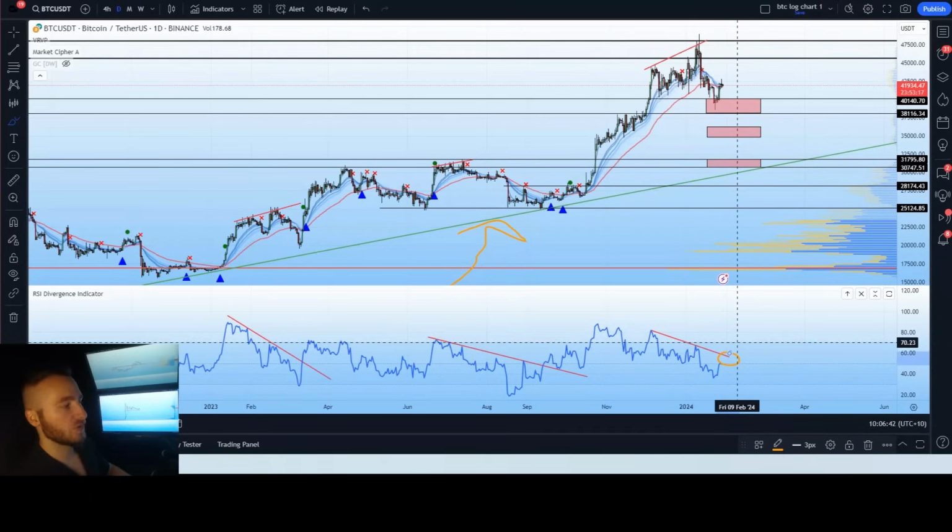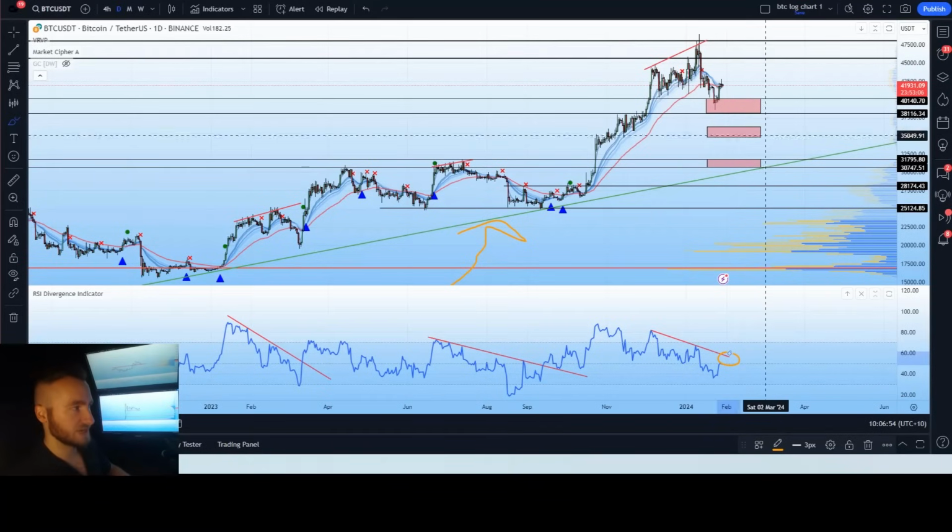I am waiting for this breakout. This is going to be the strongest daily signal of bullish strength, more important than anything on the short term, more important than anything on the weekly right now. This is what we're looking for: an exact move back towards that 46 to 48K.